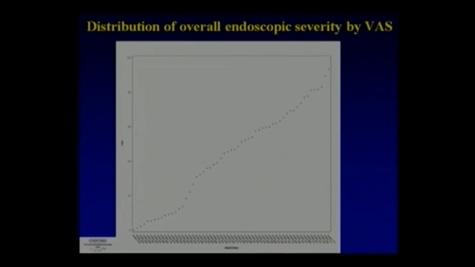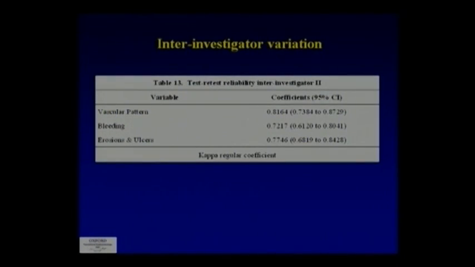But you can see that of all the videos we had, and the VAS up to 100 there, they really did cover the full range from 0 to 97, as it happened. So you are covering the full range of severity. And we had a step up in the kappa. So here's the inter-observer variation for those different descriptors.